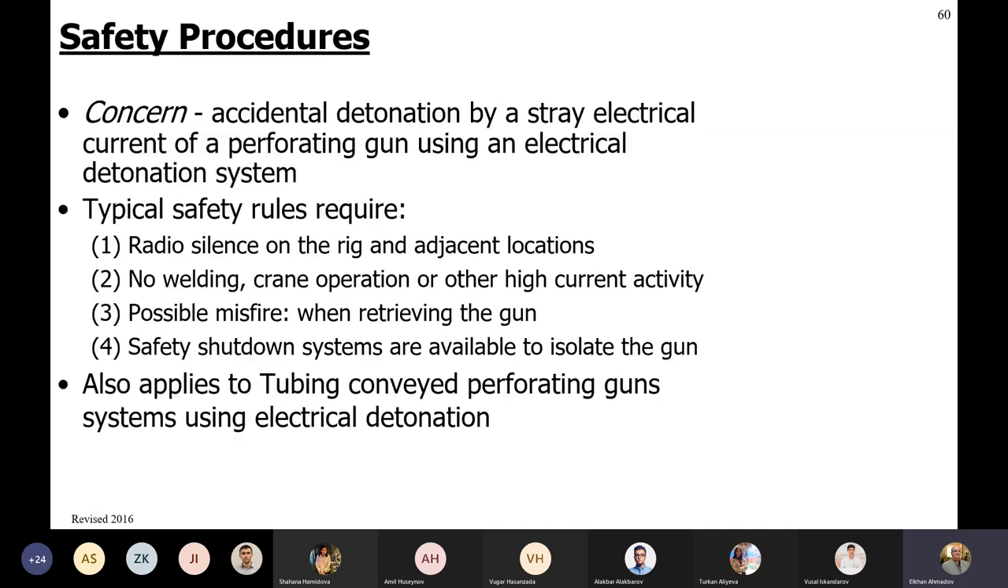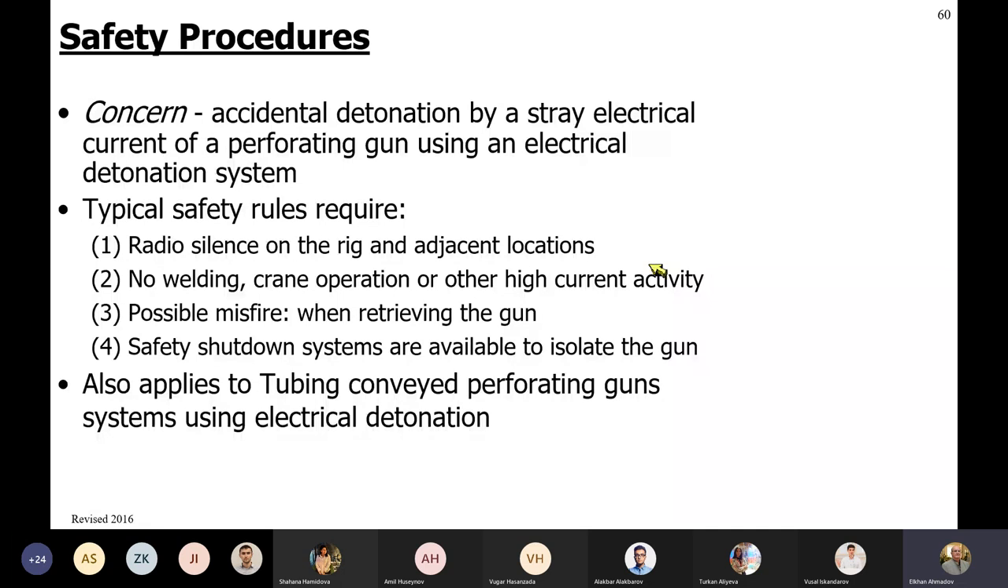Okay. And as it says, safety shutdown systems should be available to isolate the gun in case of any misfire or unfired charge. Okay.